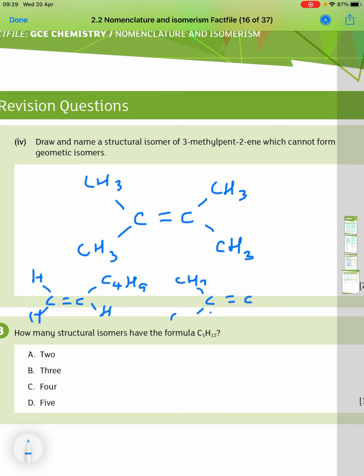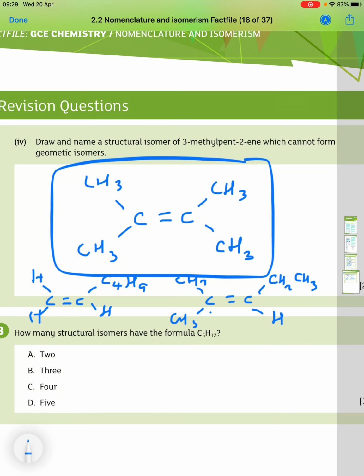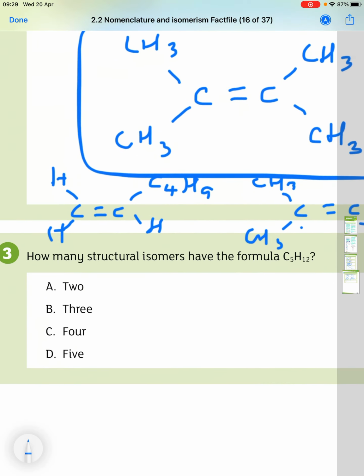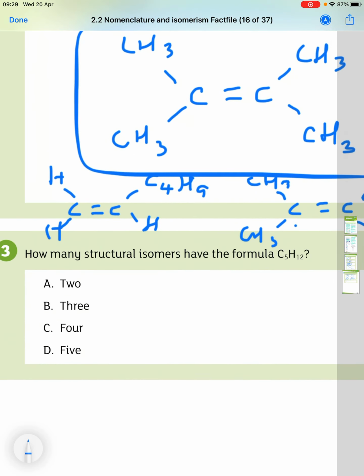Or you could have just 2 methyl groups, and an ethyl group and a hydrogen on the other carbon. I would go for this one because it is the most obviously the same all over, and definitely not a geometric isomer.